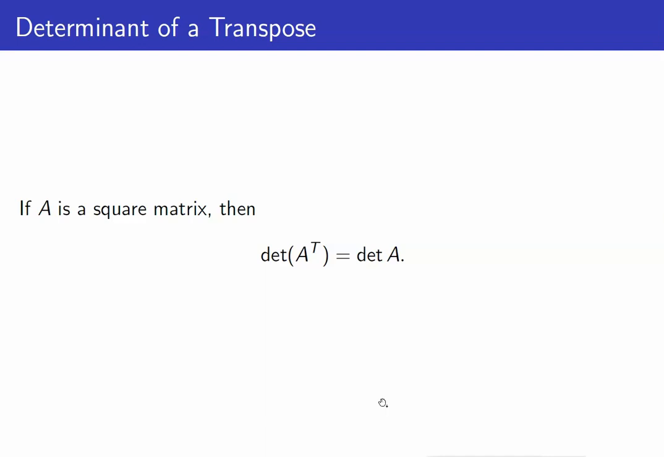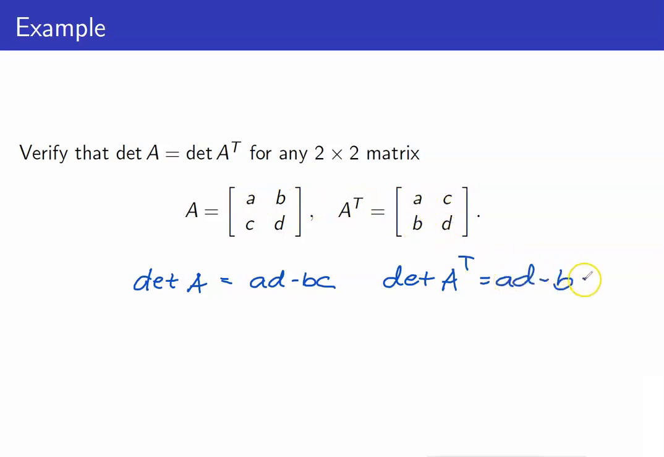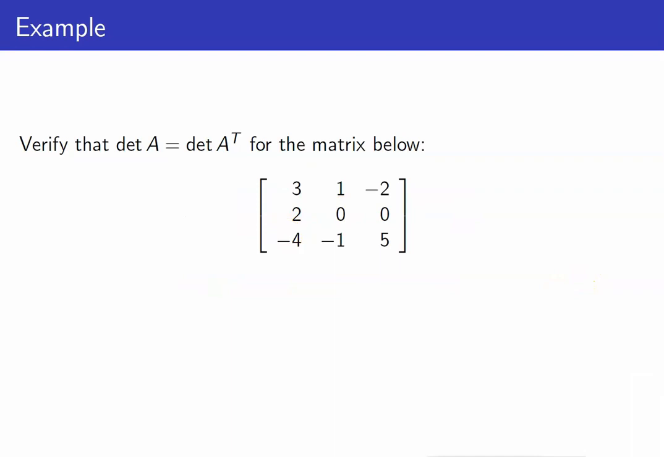The determinant of the transpose of a matrix is equal to the determinant of the original matrix. Let us verify this for a 2 by 2 matrix. Here, the determinant of A is equal to AD minus BC, and the determinant of A transpose is still equal to AD minus BC. Let us verify this result in this 3 by 3 matrix.